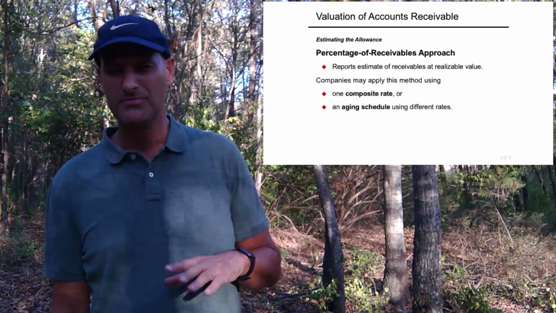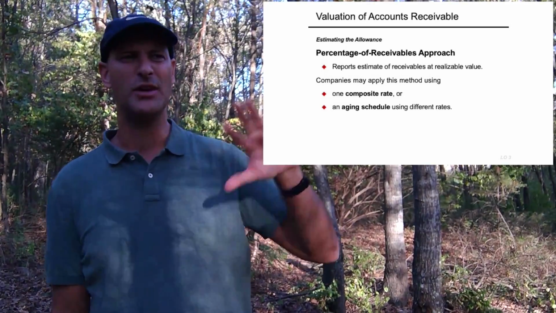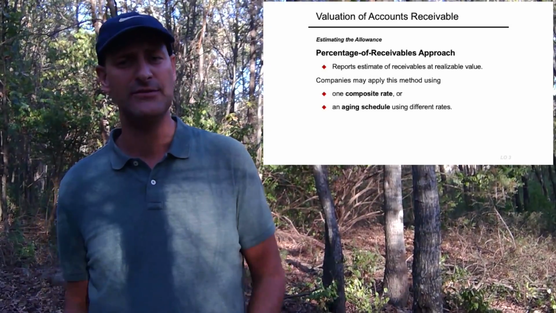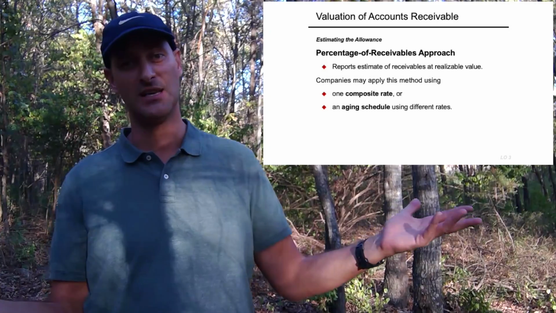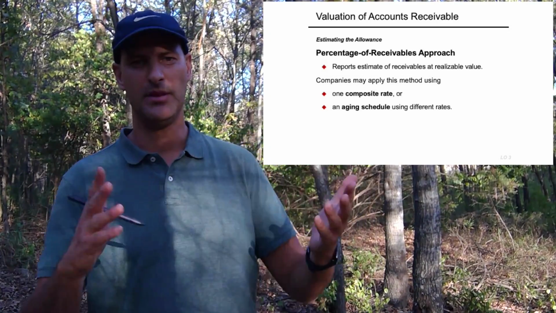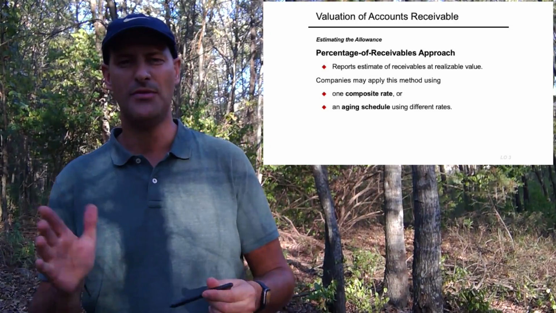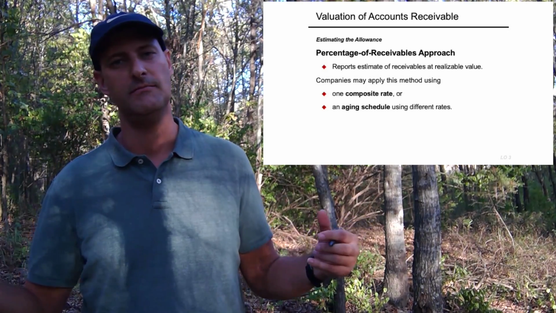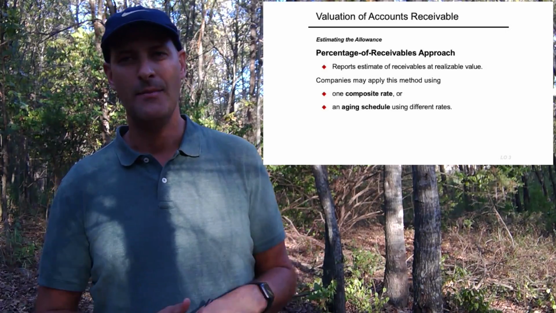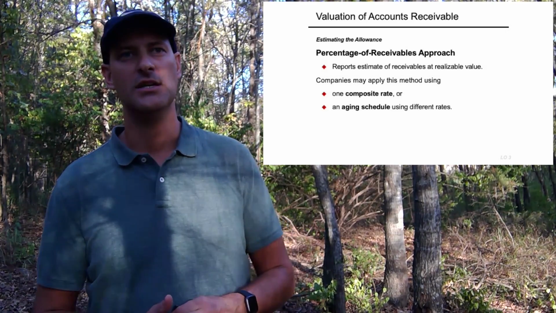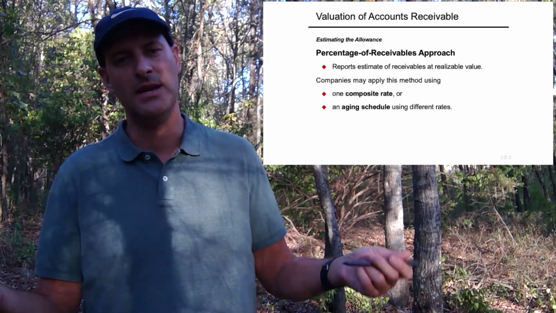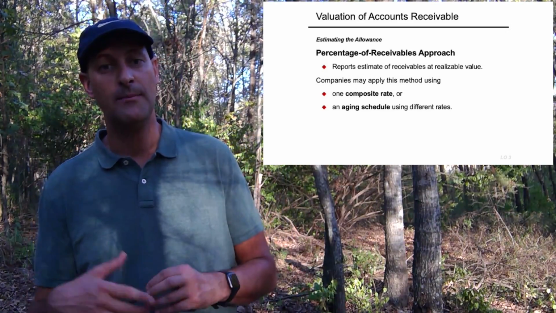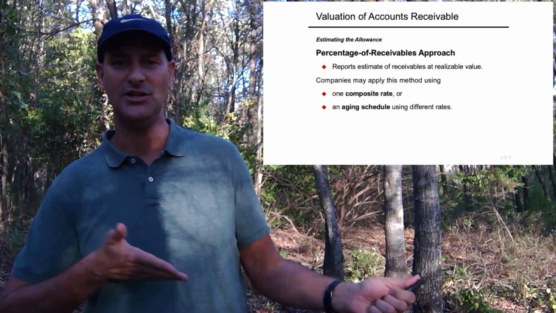Companies can do this by using one composite rate where they just say, okay, well, we estimate that 5% of our receivables at the end of the period are not going to be collected. That's a composite rate. It's one rate, 5%. They apply it to all of their receivables. That is one method. It's not the best method. Typically, if companies don't have a lot of bad debts, they might use that method because it's not going to make any difference if they did something more specific or more granular. The best method is to use what we refer to as an aging schedule.